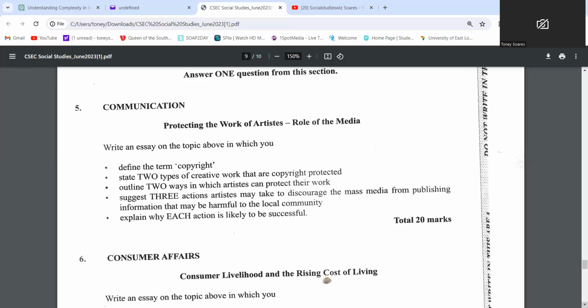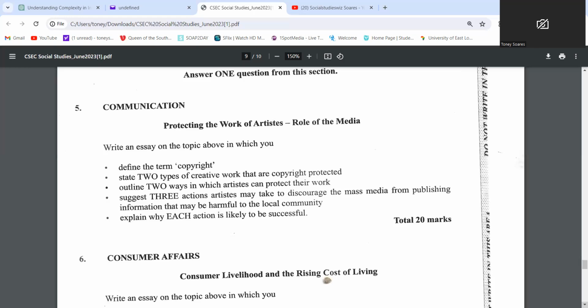Next part of the question says, suggest three actions artists may take to discourage the mass media from publishing information that may be harmful to the local community. Then you explain why each action is likely to be successful. All right, so you give the three actions, then you justify. Students tend to lose marks here because they will give the action but no justification, or sometimes they give the action and the justification is weak.